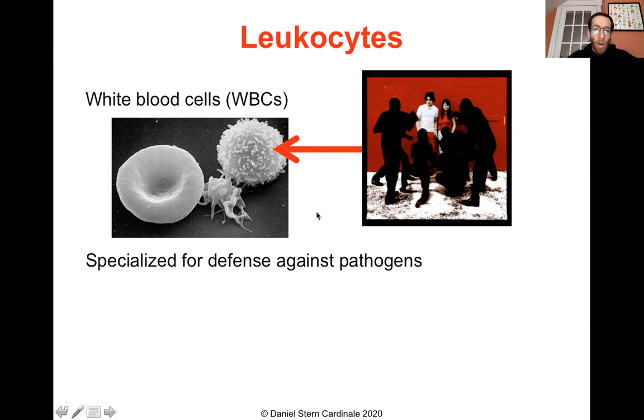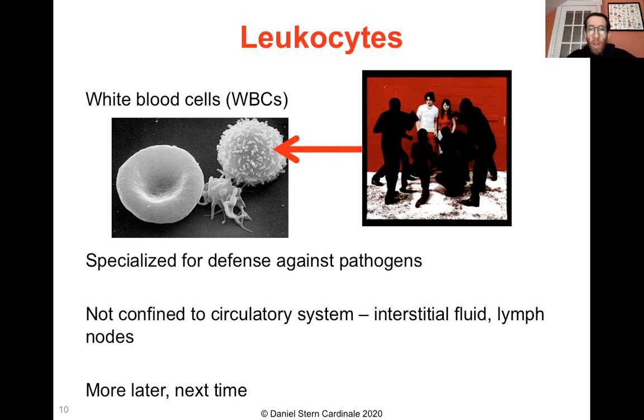So here in our cells, this one right here is the white blood cell. White blood cells are specialized for defense against pathogens. That is what they do. One interesting note about white blood cells is they are not confined to the circulatory system or the blood vessels. They'll use the blood vessels to get around the body very quickly, but then they can actually leave and move into the interstitial fluid or the lymph nodes. We're not going to talk about white blood cells anymore right now, but we are going to talk about them more a little bit later on today when we get to the innate immune system, and then we'll talk a lot about them next time when we talk about adaptive immunity.